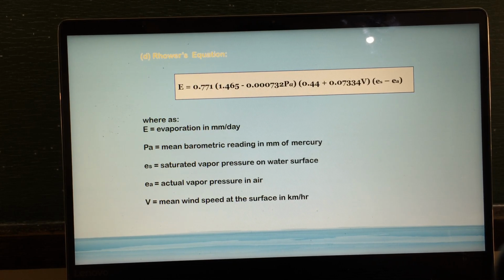day. P sub A stands for mean barometric reading in millimeter of mercury. E sub S is equals to saturated vapor pressure on water surface. E sub A is the actual vapor pressure in air. V stands for mean wind speed at the surface in kilometer per hour.